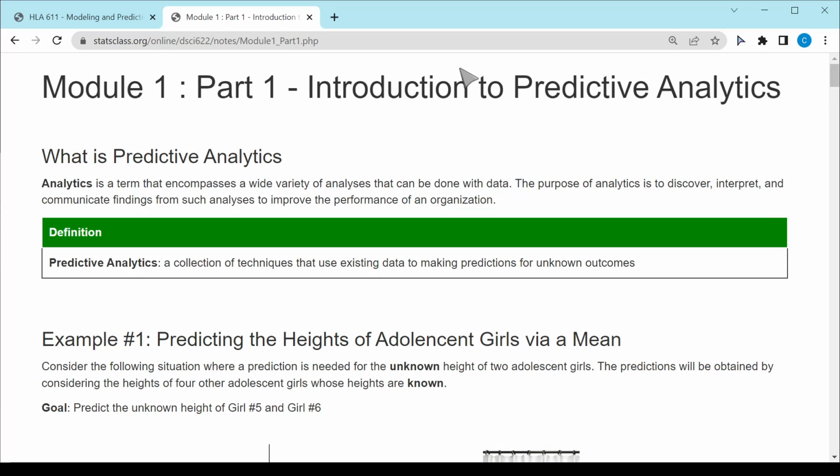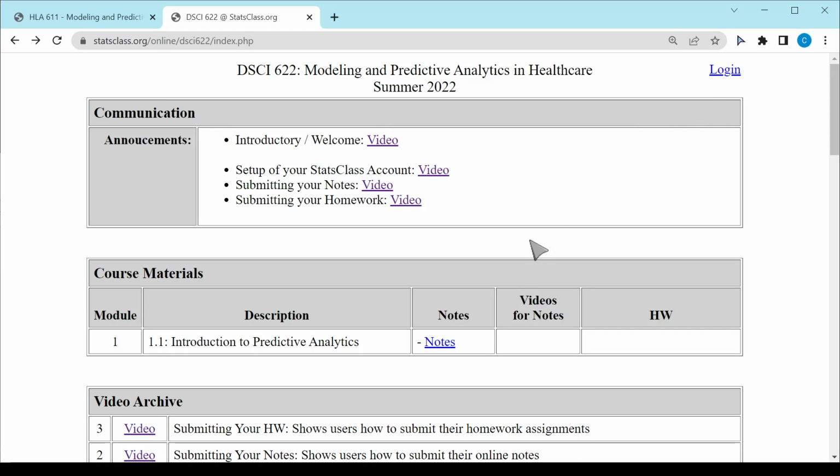However, notice at the top that there is not a Submit Notes button. And the reason there is not is because you need to be logged into your account before clicking on the notes. So in order for you to submit the answers to the embedded questions within the notes, you need to be logged into your Stats Class account. So let's go ahead and log in.